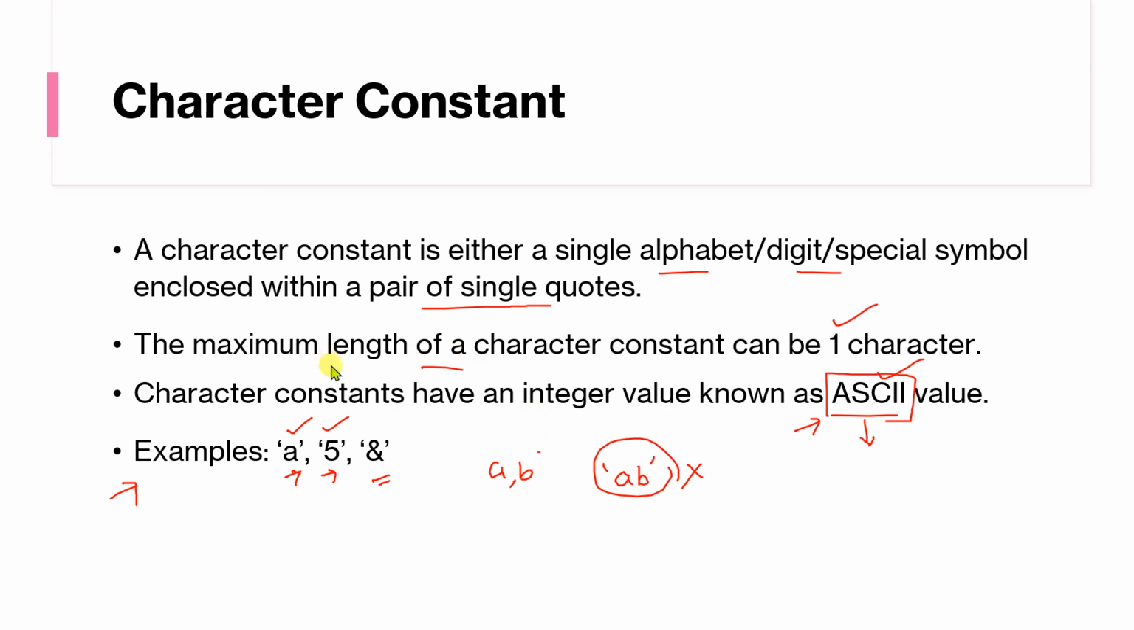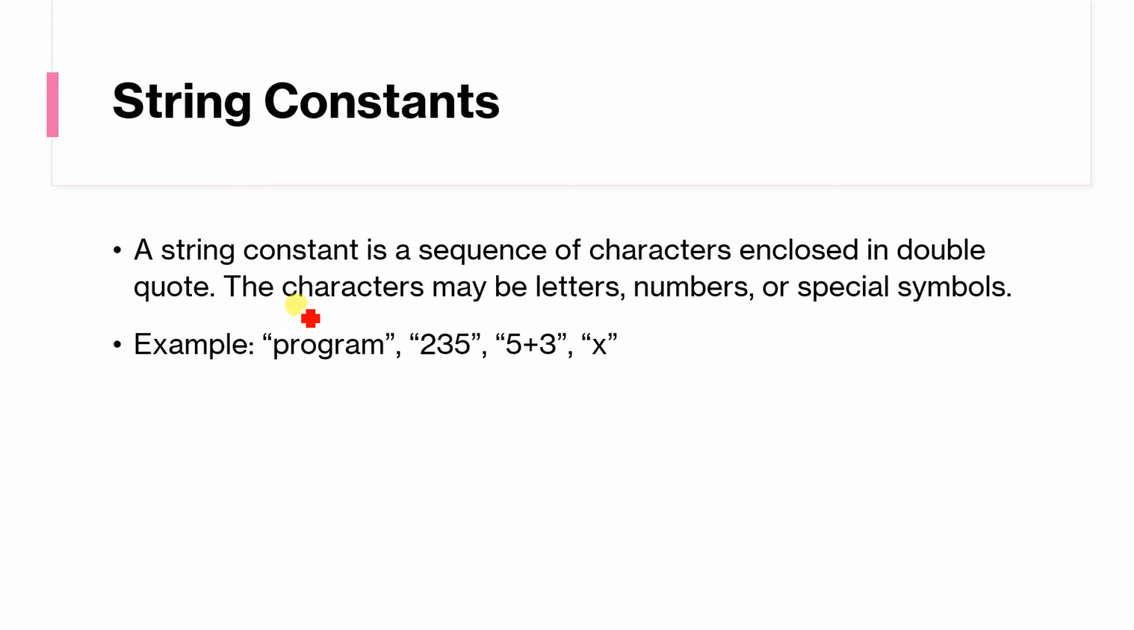So this is all about the character constant, and the final one is the string constant. A string constant is a sequence of characters enclosed within double quotes. Anything enclosed within double quotes is called a string constant. Here are some examples: program inside double quotes is called a string. Similarly, if you enclose numbers between two double quotes, that is also a string. Everything represented within double quotes is known as a string.